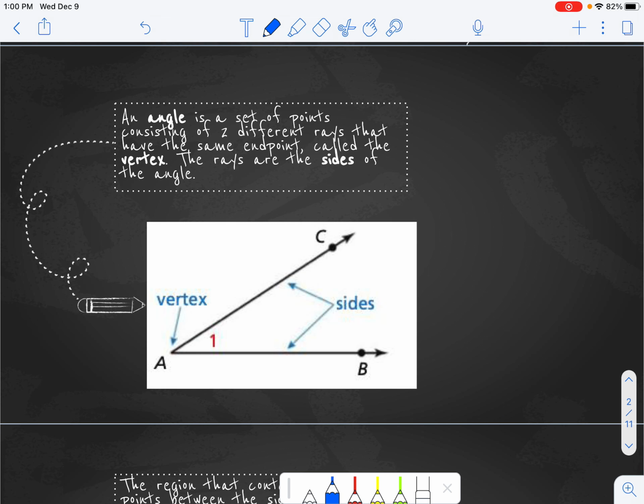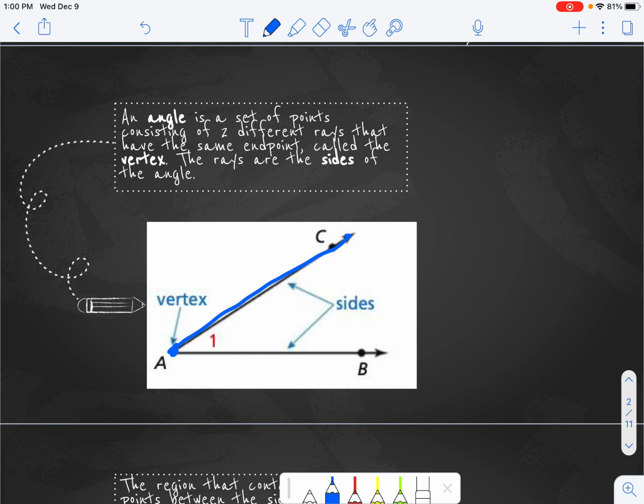So first we're going to start out with some terms. An angle is a set of points consisting of two different rays that have the same endpoint called the vertex. The rays are the sides of the angle. So a couple of things that might seem pretty obvious, but we had all those terms in 1.1, and now we're putting them to a specific application and building off those for a new definition.